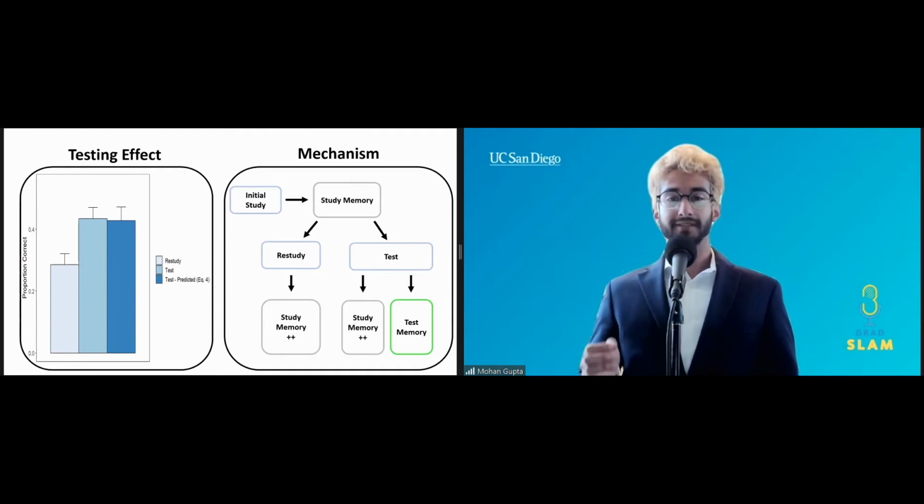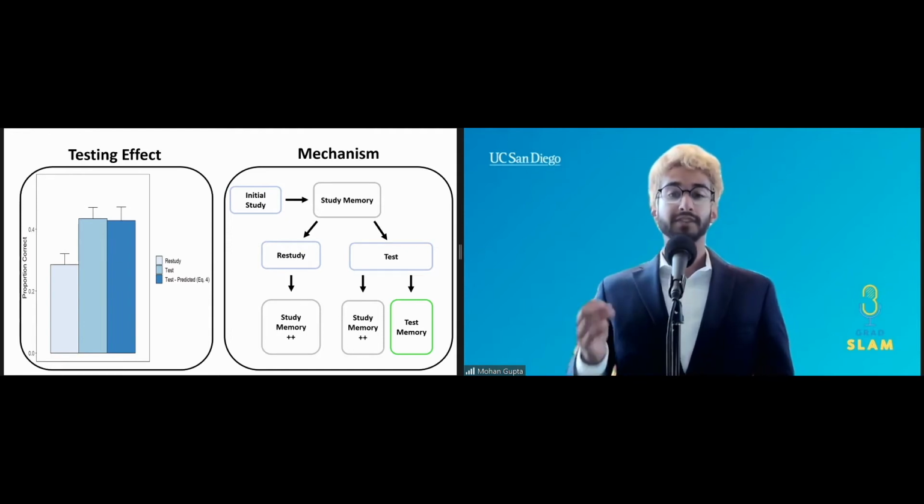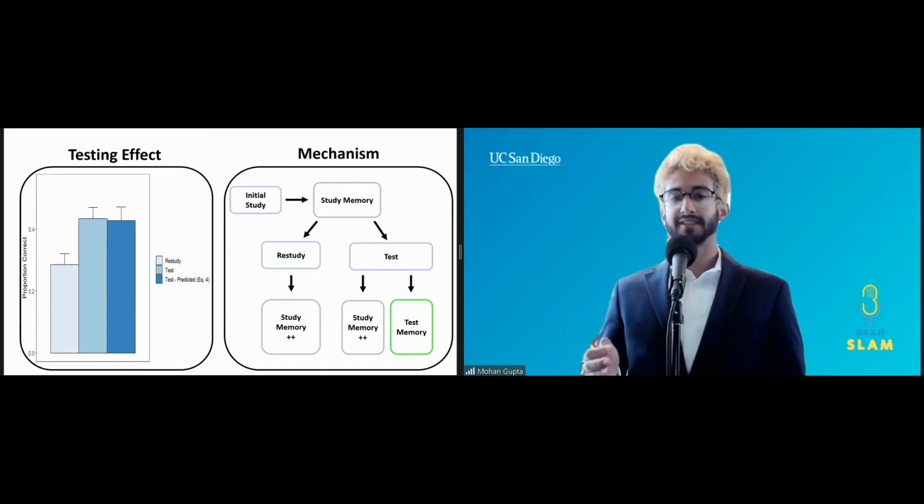This third bar in dark blue, that's a prediction from a model my lab created called the dual memory model. And it's the only computational model that exists to explain the testing effect. And it's based on some simple premises shown in the box on the right.